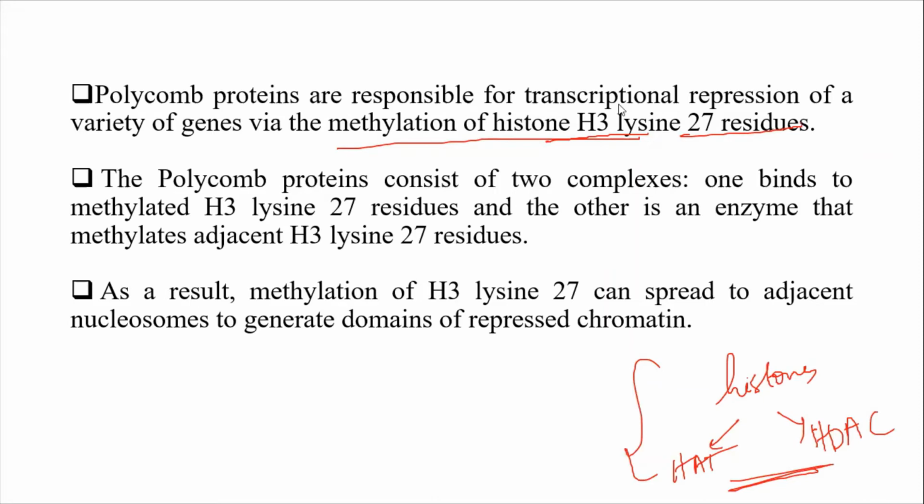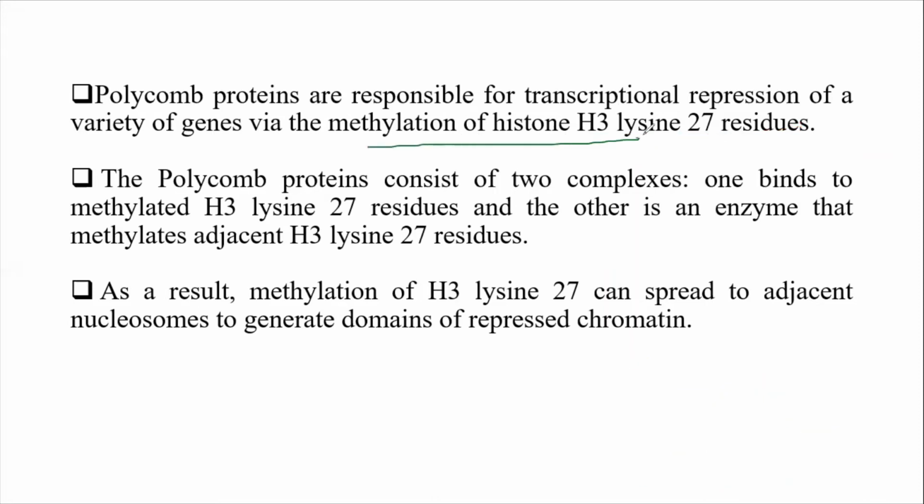Here, in this case, it is the methylation of the histone at this particular region, H3 lysine 27, where the methyl group is added so that it becomes transcriptionally inactive. Okay, so these are the proteins which consist of two complexes. One binds to the methylated H3 lysine 27 residues and the other is an enzyme which methylates the adjacent histone protein. So as a result, what is happening? They are spreading to the adjacent nucleosomes and generating a repressed chromatin. यानी कि उतना पूरा region आपका inactive हो जाता है.